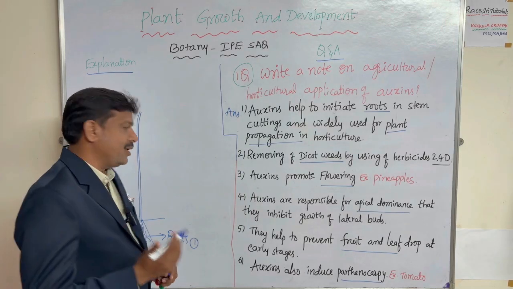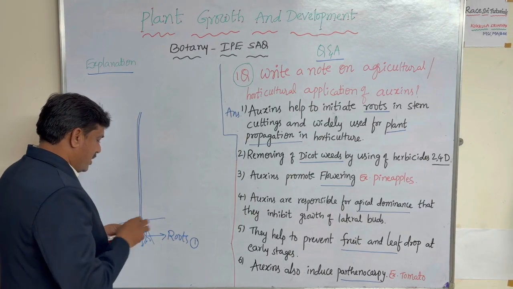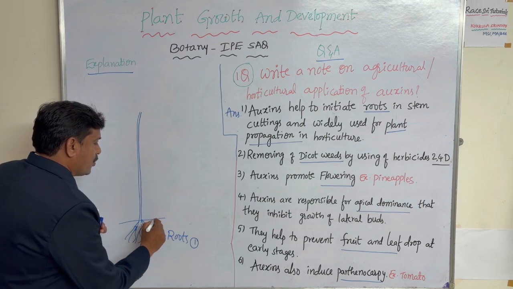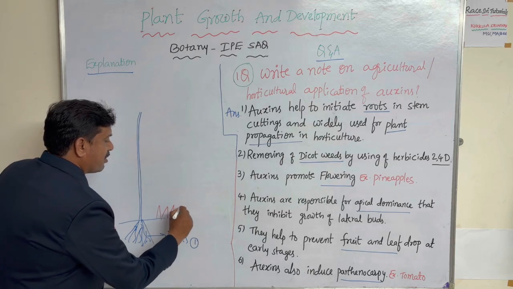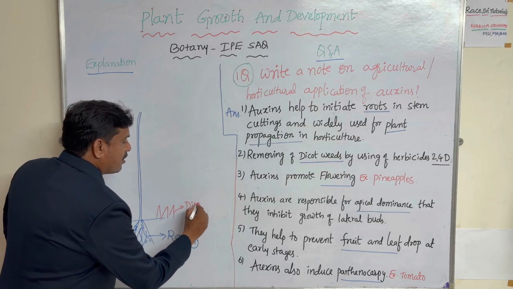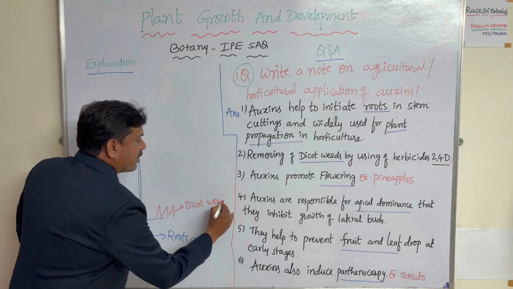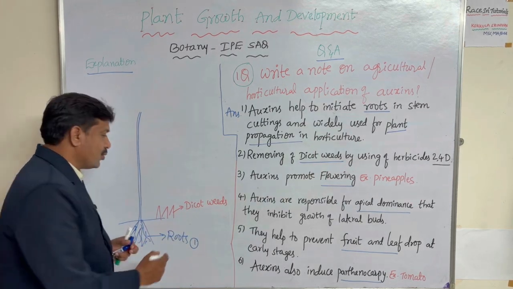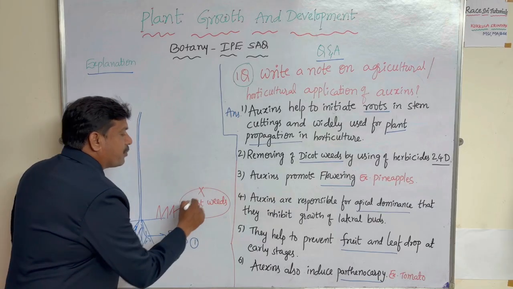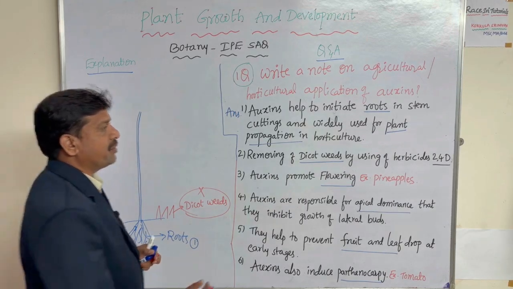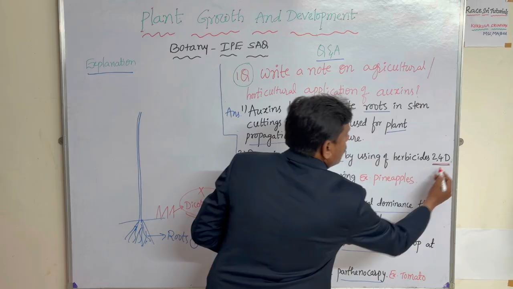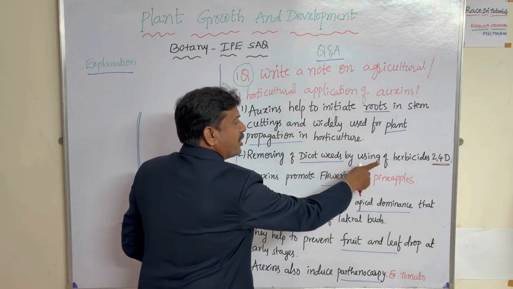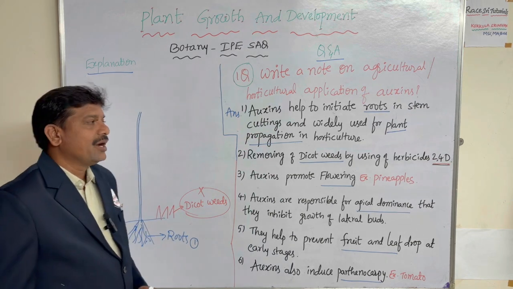The second one is removing dicotyledons, that is, dicot weeds. We are cultivating a monocot plant, but dicot weeds are growing in other places. For removing these dicots, we use one type of auxin, 2,4-D, as a herbicide for removing dicot weeds.